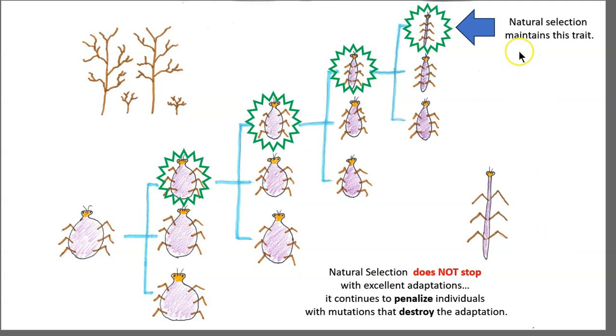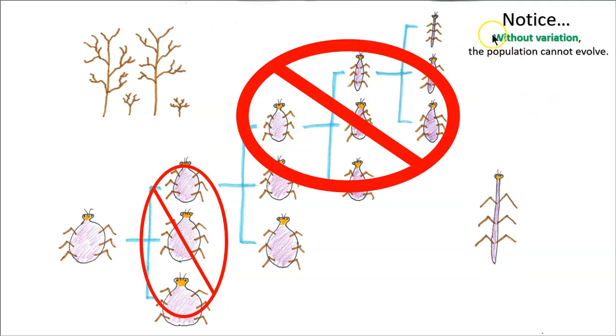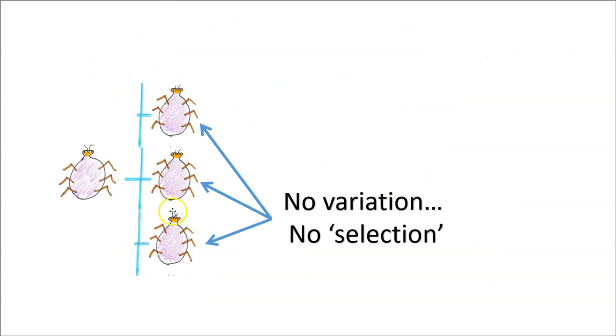So in this way then, selection tends to maintain the high quality traits by penalizing any mutations that deviate from that excellent adaptation. Notice that without variation, the population cannot evolve. Let's think about this for a second. If all the offspring are identical, if there's no variation, then there is nothing to select from. You've got to have differences for a selection process to be happening.